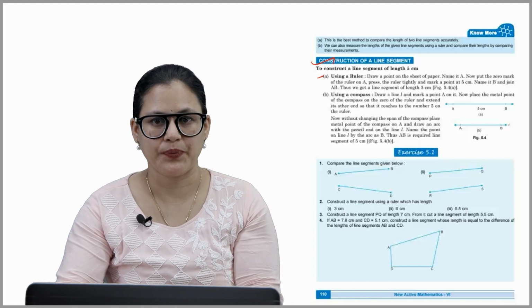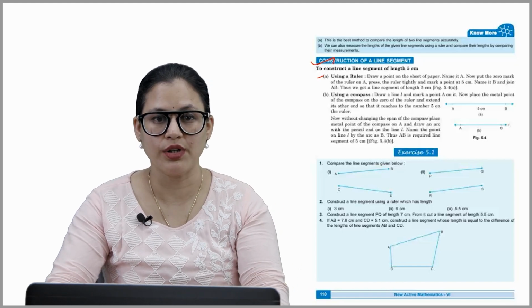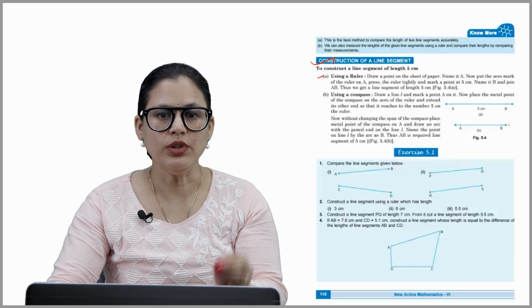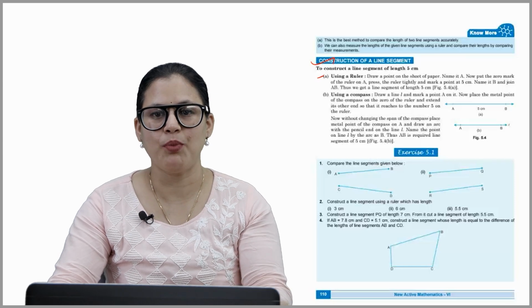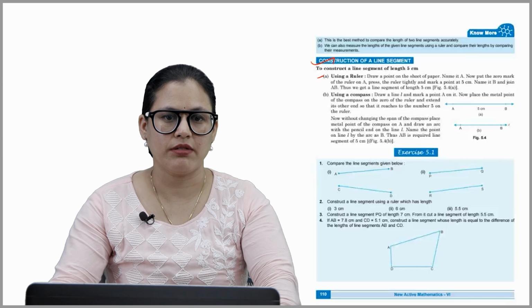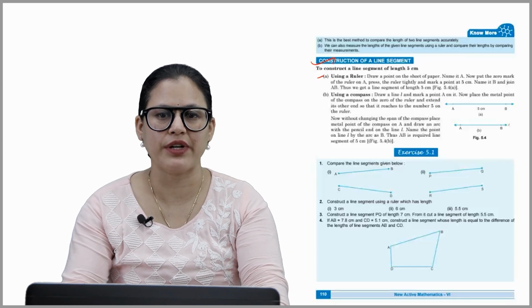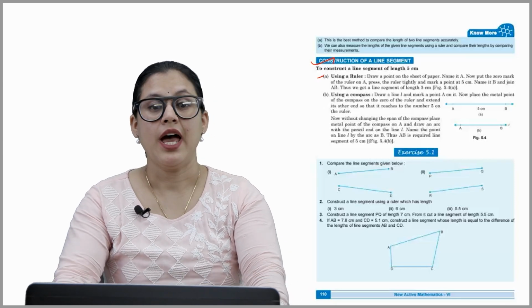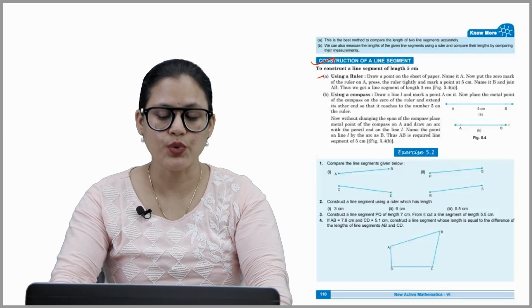Name it A. Now put the 0 mark of the ruler on A. Press the ruler tightly and mark a point at 5 cm. Name it B and join AB. Thus, we get a line segment of length 5 cm. Okay. Now, number two, using a compass.